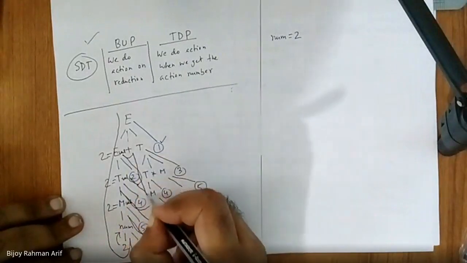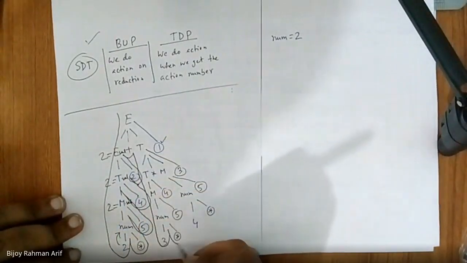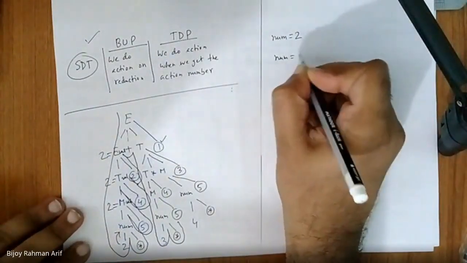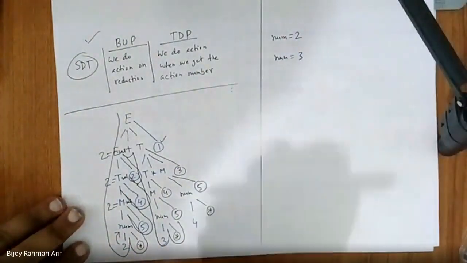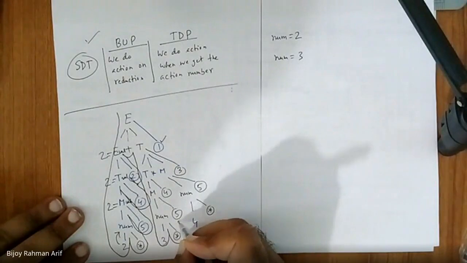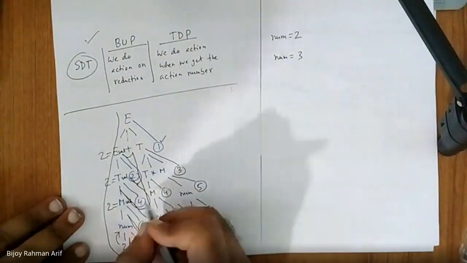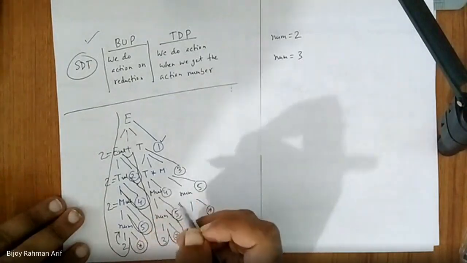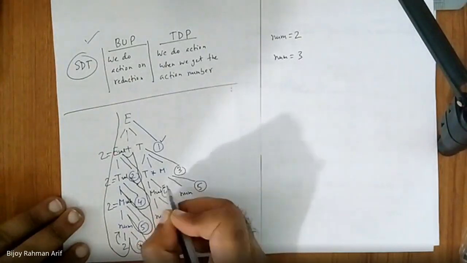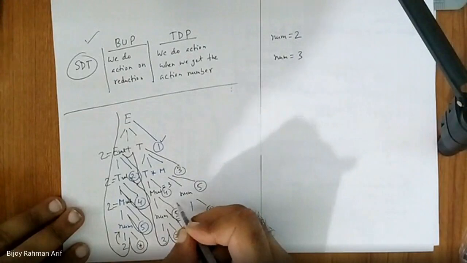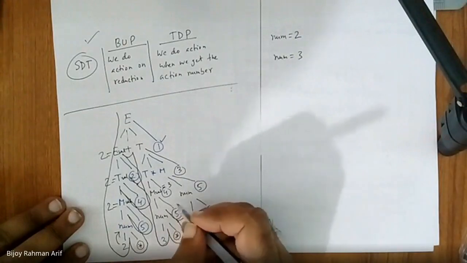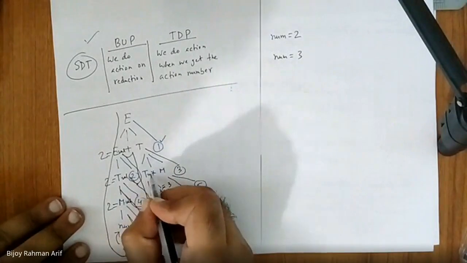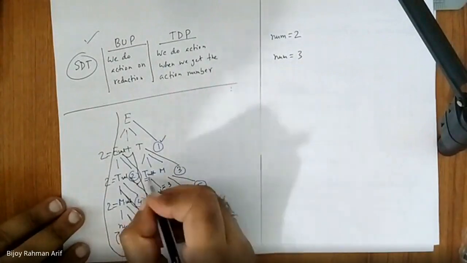Go again. Then star, again an action. So this number would become 3. Then we go, this is 5. So what is the action? M.val would become num. So it has become 3. Then go again, T, num action 4. So T.val would become 3.